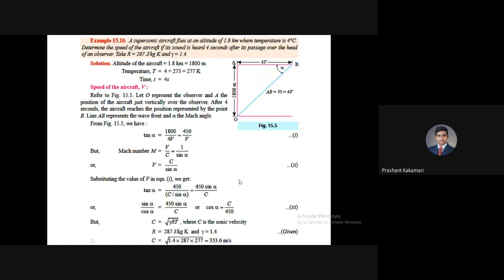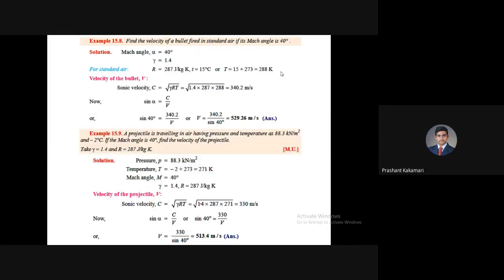Now assume this O as an observer. O is the observer point. From the observer, the plane is flying at a height of 1.8 kilometers, that is 1800 meters. So A is the point or the line at this height where the plane is flying. After moving above the head of the observer, after 4 seconds, he can hear the sound. So this is going to create some cone here. Half of the cone, if you see, that angle I can call the Mach angle, like this.